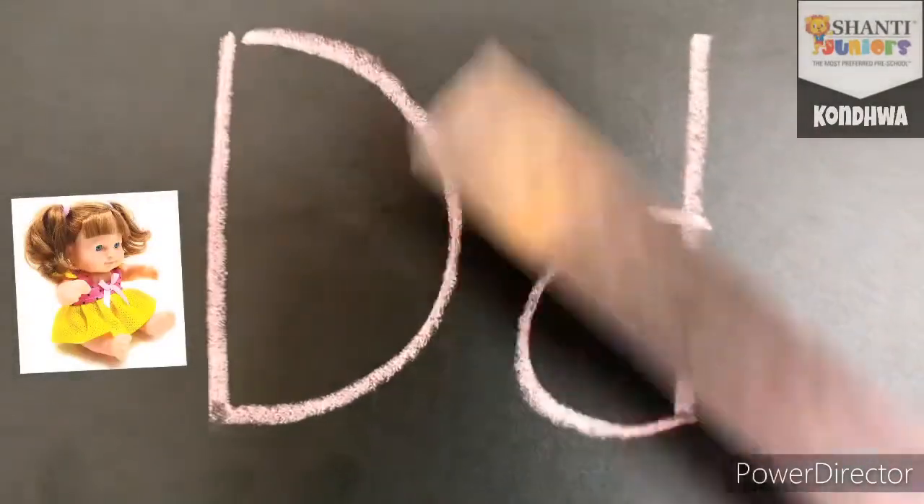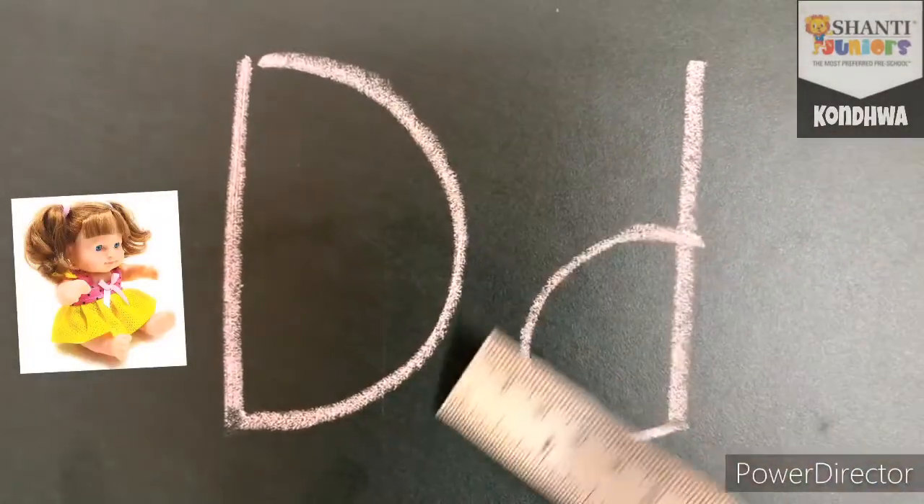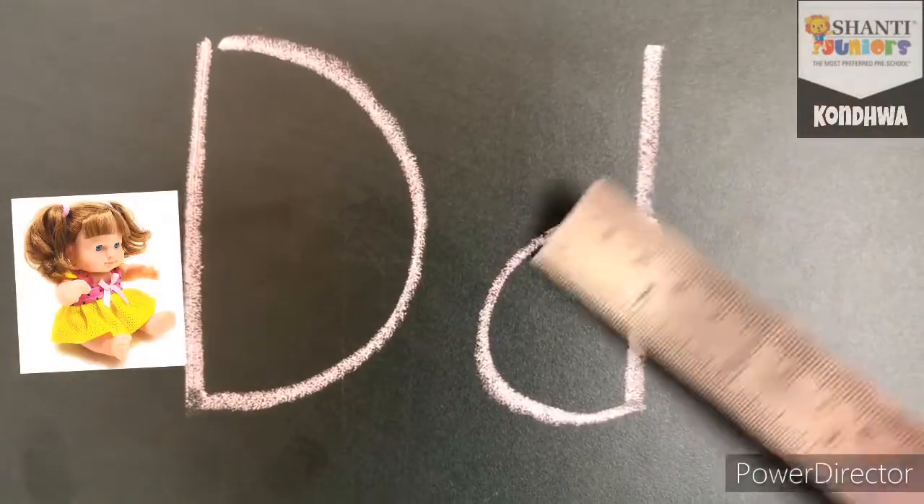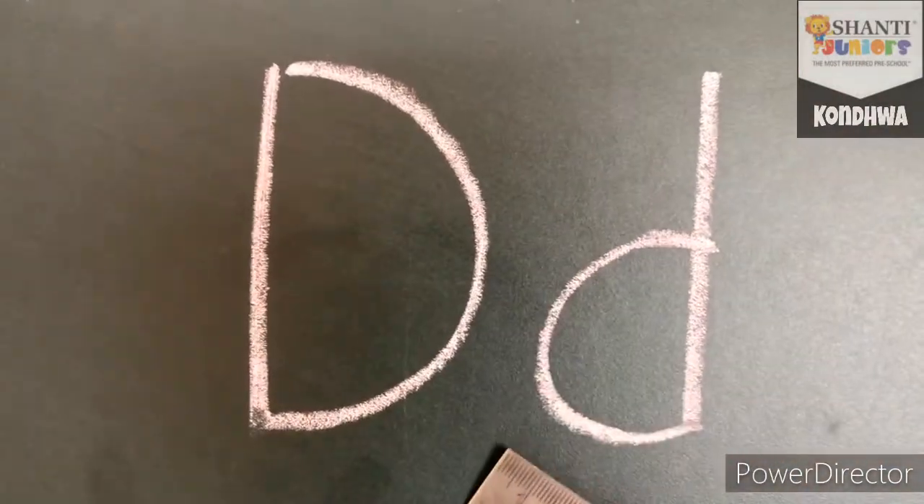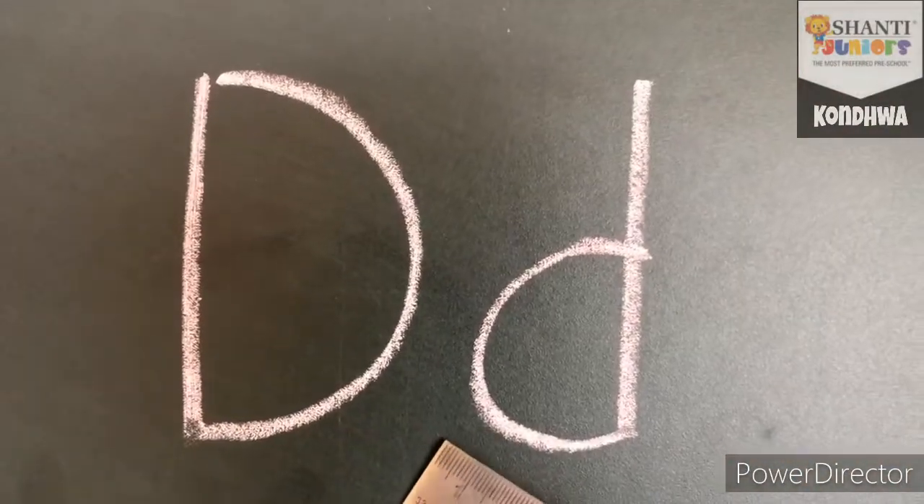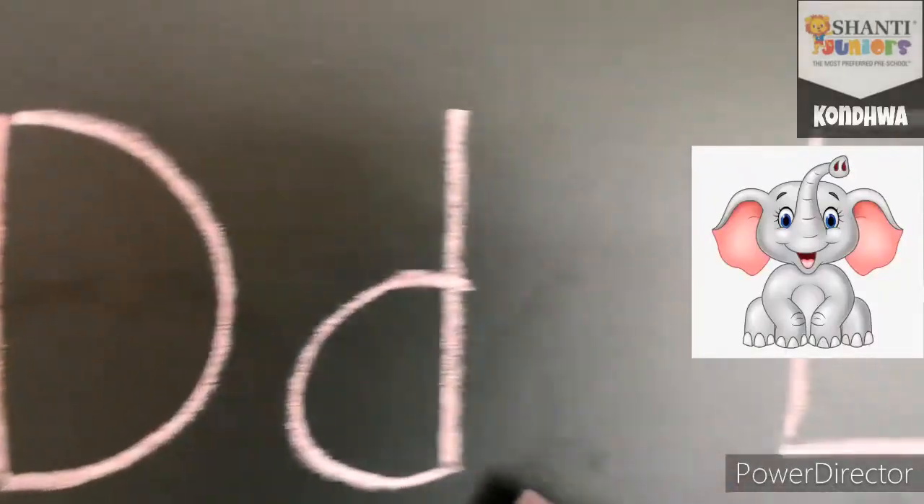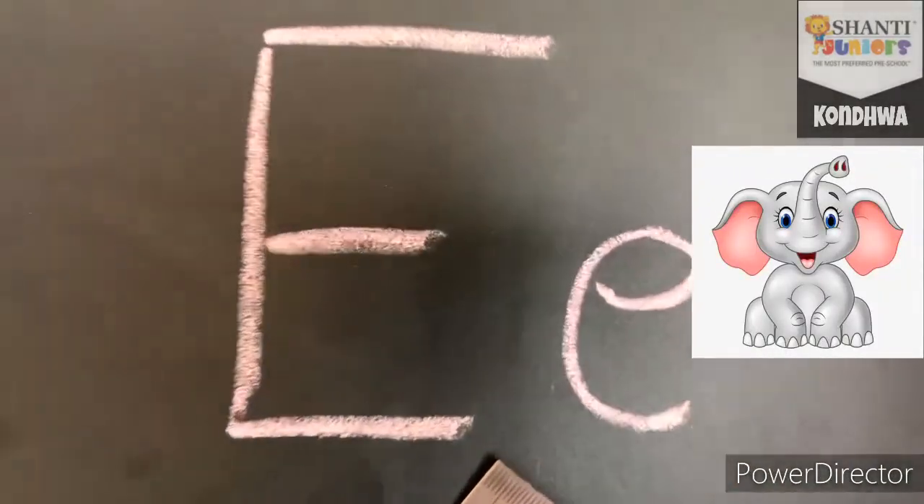Letter D. This is capital D. This is small d. D for dog and D for doll. Now we'll come to the next alphabet.